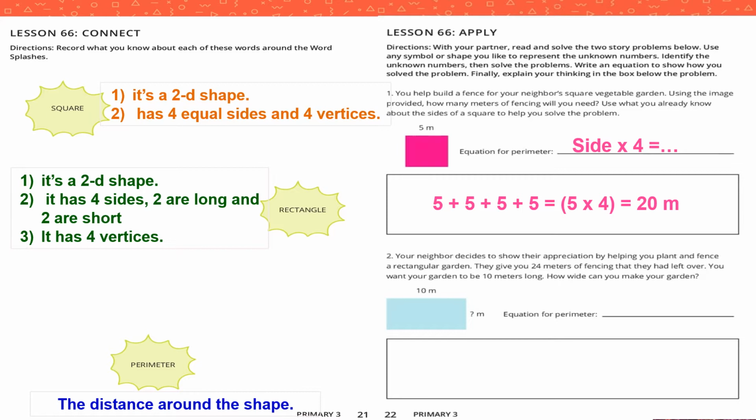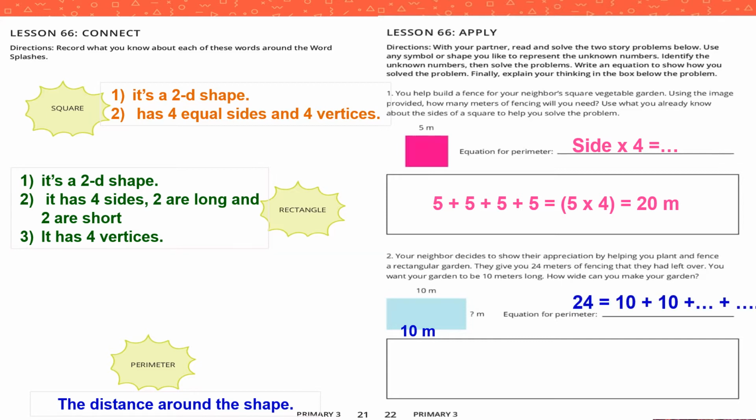Okay, I wanted to know the width. I know that the perimeter equals 24 and the length here is 10. The perimeter of a rectangle equals what? We said before, the perimeter of a rectangle equals (length plus width) times 2, or length plus width plus length plus width. So this side equals 10, and I don't know this.